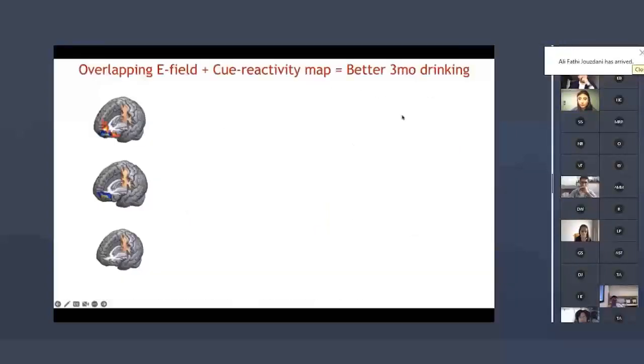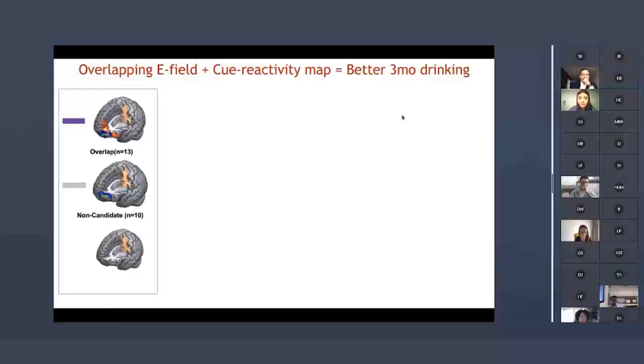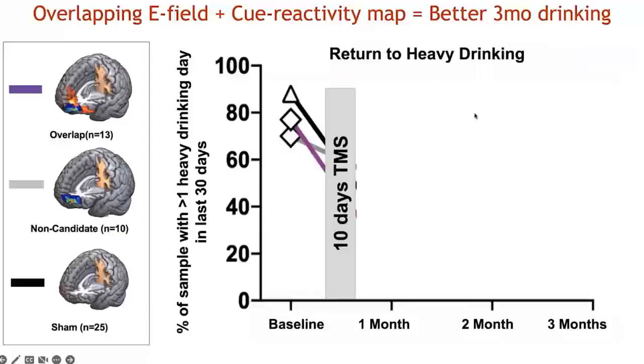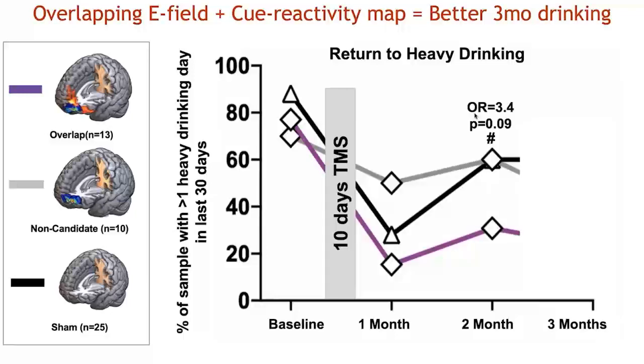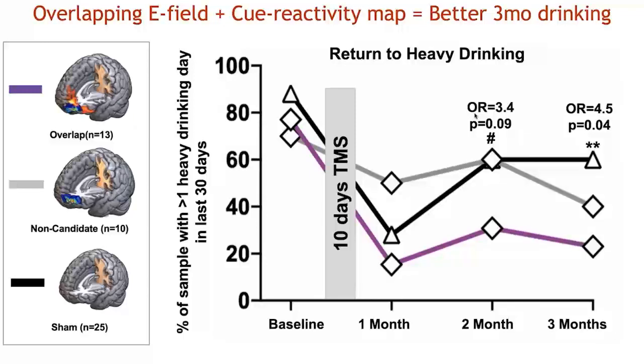So, if you follow the purple line here, he divided it into groups. We had 50 people in the study, 13 of them have overlapping fields, and if you follow the purple line here, this is the percentage of the sample with at least one heavy drinking day in the last 30 days. And you'll see the purple line here on the bottom. So the people that had an overlapping electric field with their brain reactivity to cues, they had the best outcomes.